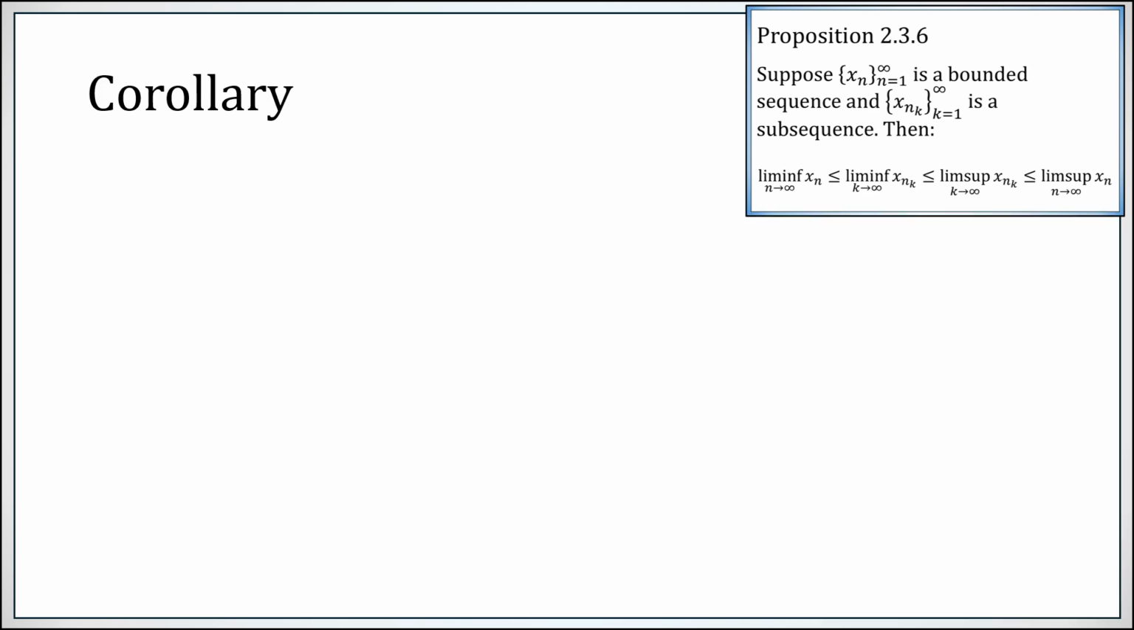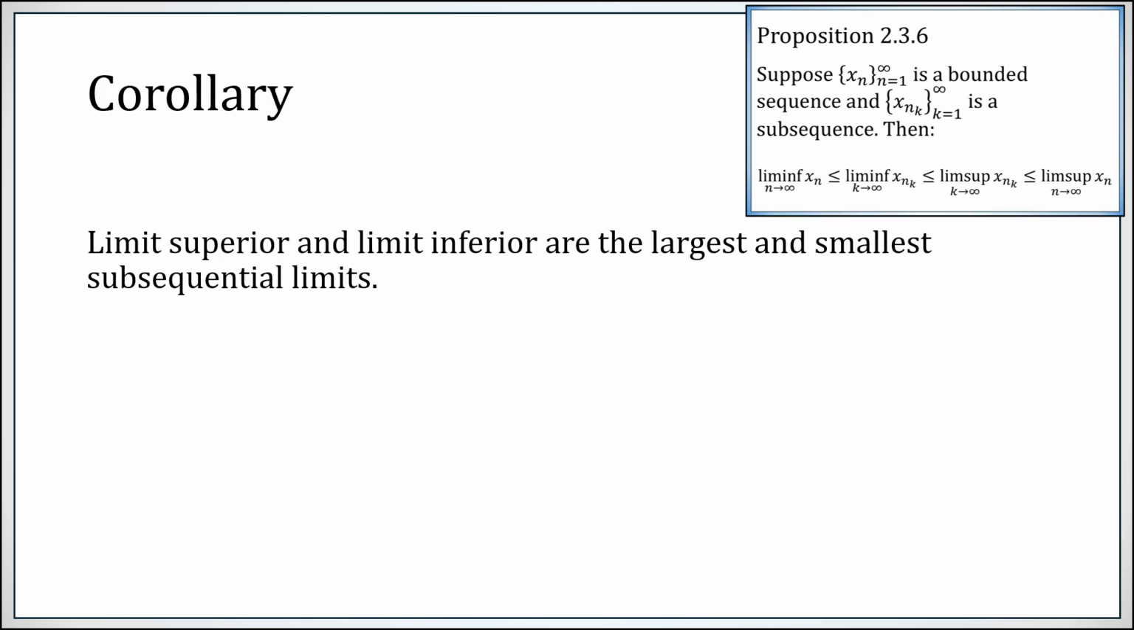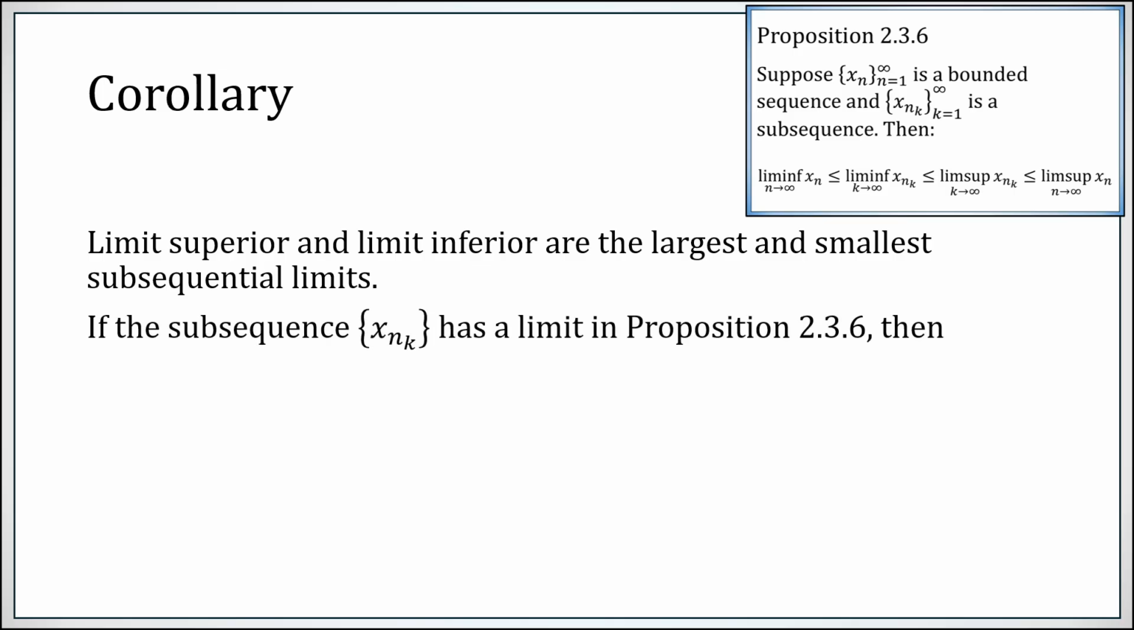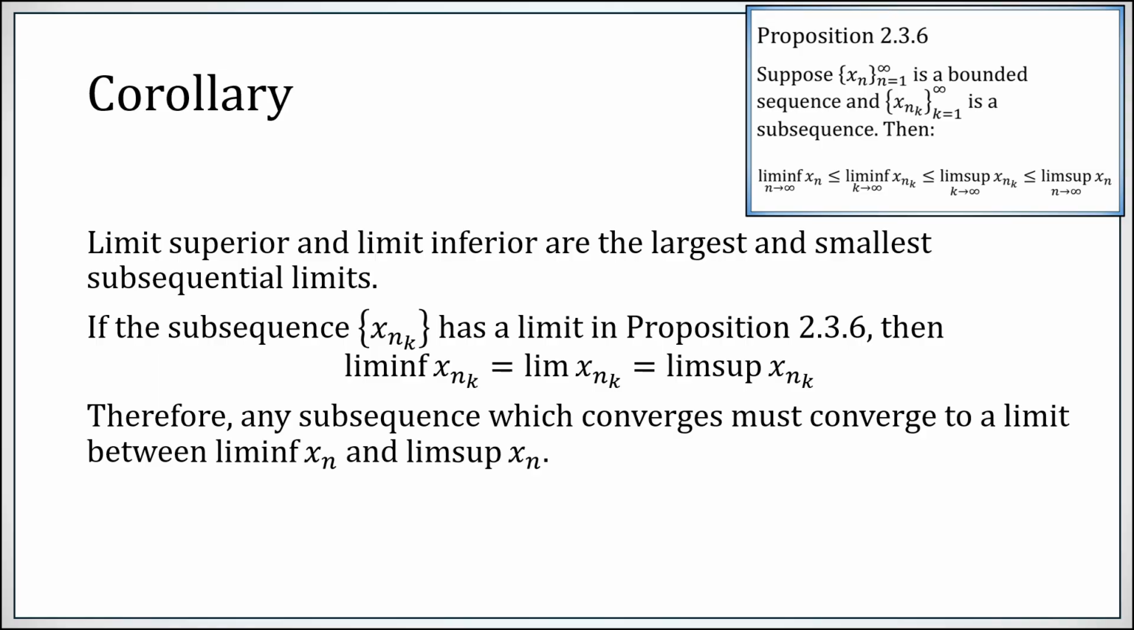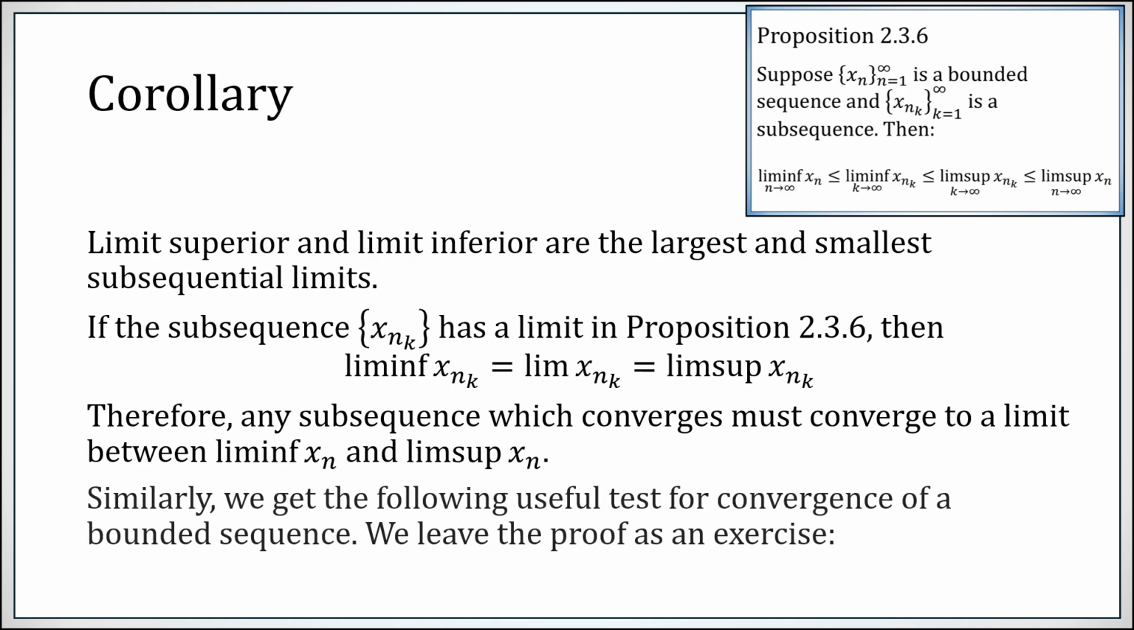One corollary that we get out of prop 2.3.6 is the following. The limit superior and limit inferior, the limsup and liminf, are the largest and smallest values you can possibly have as limits of subsequences. Suppose you have a subsequence that has a limit. Then the limit of this subsequence must be between the liminf and limsup of the original sequence. So any subsequence which converges will be converging to something between the liminf and limsup of the original sequence.